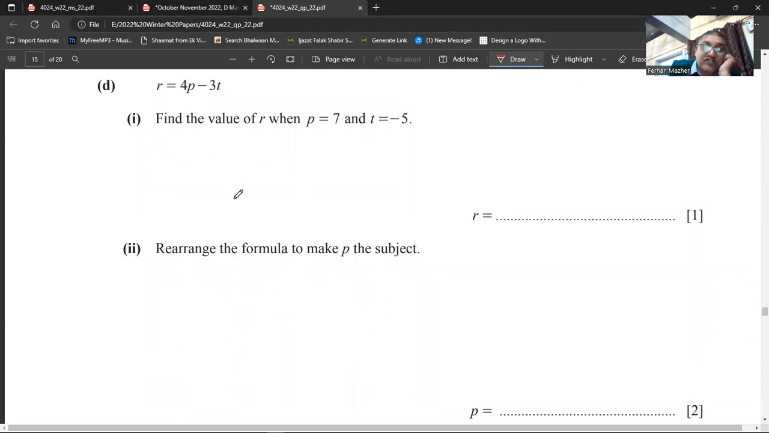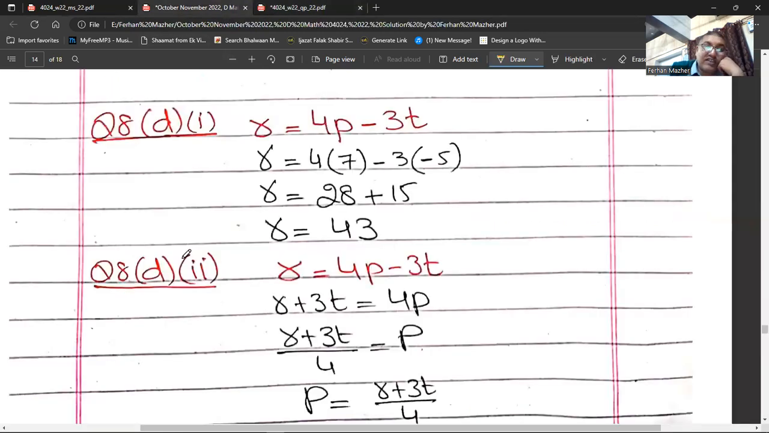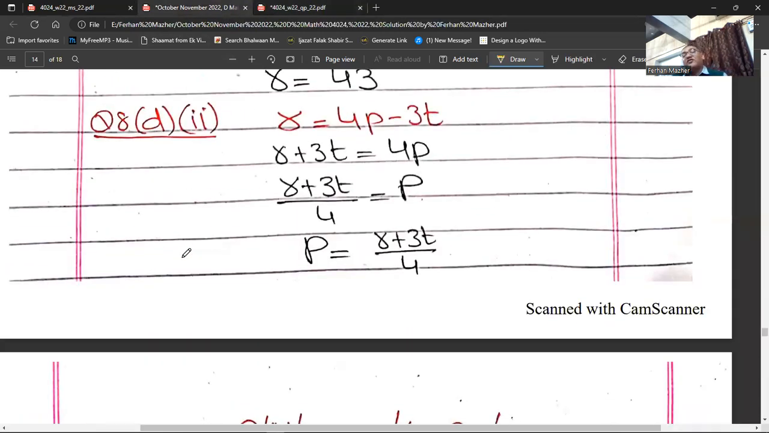Okay, so it's a 2 marks question. I want P to be the subject of the formula. So this minus 3T will go on the other side, it will add, then this 4 will go and divide on the other side. So you will have R plus 3T equals 4P, and R plus 3T, the whole thing divided by 4, equals P. So P is equal to R plus 3T, the whole thing divided by 4. This is the answer, sir.